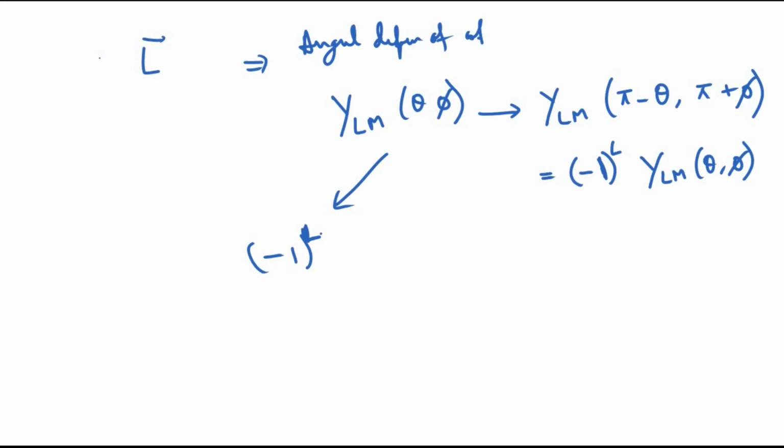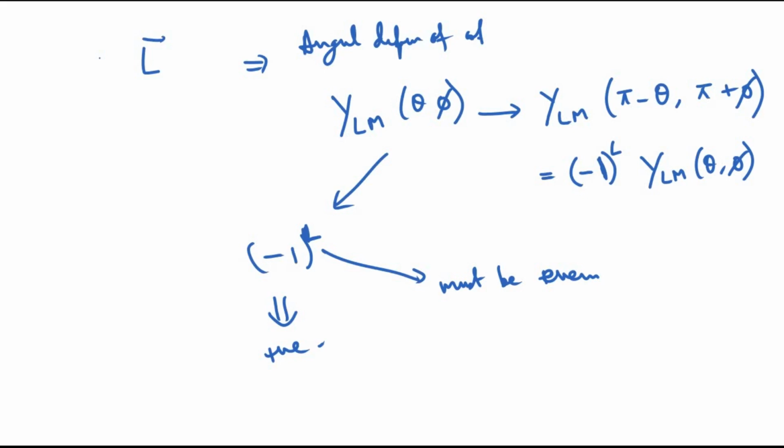Now the fact that the parity of the deuteron is known to be positive, what does this mean? This means that this L must be even, since this is positive. Any questions till now?